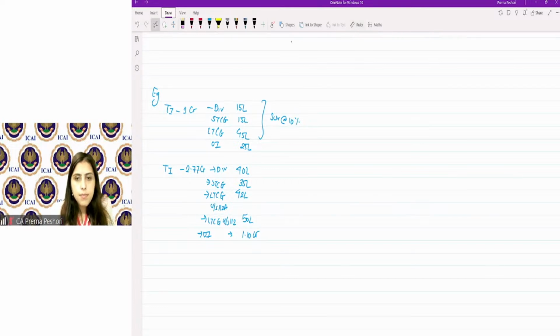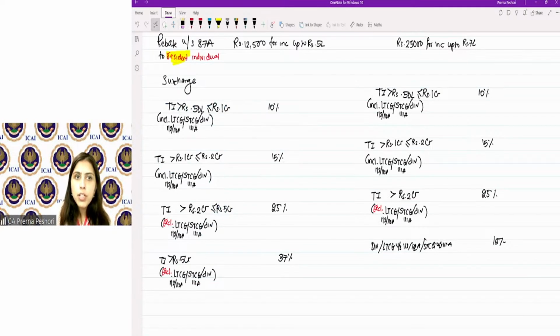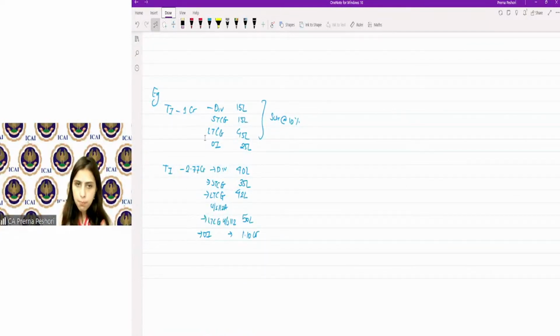Yes, Vanshika, it includes dividend and all. So the dividend has to be included while computing the surcharge of 10%. If you look at it, it says total income including the dividend and all, if more than 50 lakh and less than 1 CR, then the surcharge is 10%. So we apply 10% here. Yes, Vikas, correct. Ravish, yes.